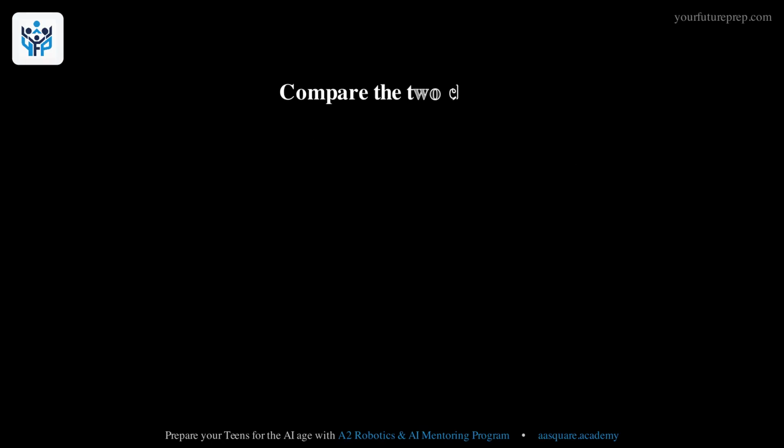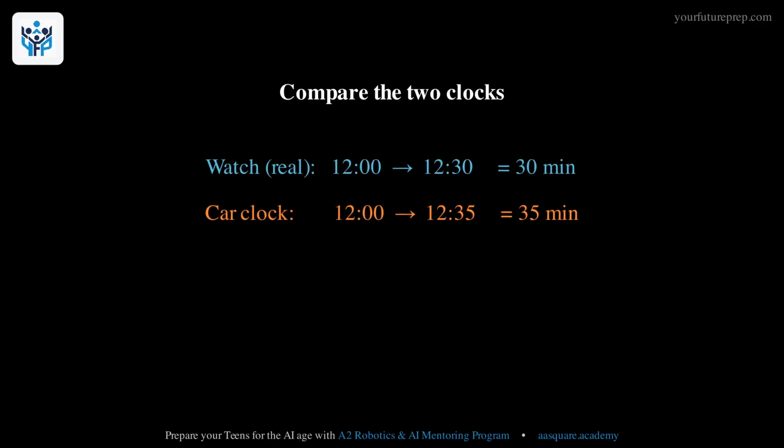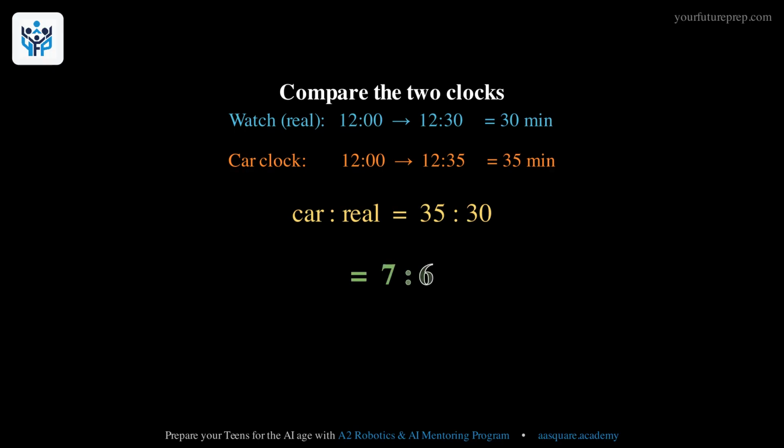Let's compare the two clocks over the shopping trip. In 30 real minutes on the watch, the car clock advanced 35 minutes. So the car clock runs fast. That gives a ratio of car minutes to real minutes of 35 to 30. Dividing both by 5, that simplifies to 7 to 6. So the car clock shows 7 minutes for every 6 real minutes that pass.